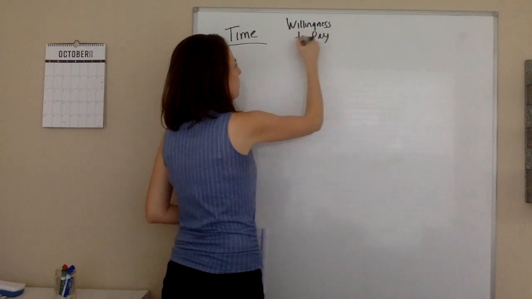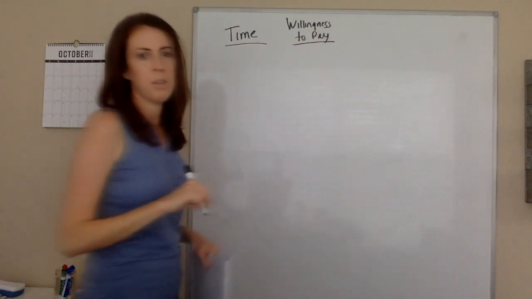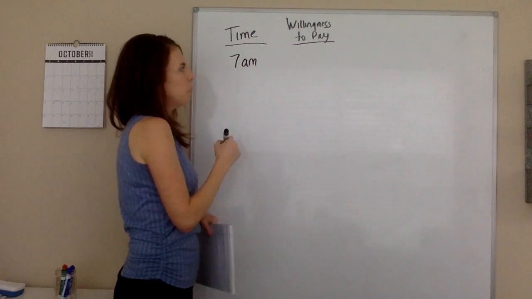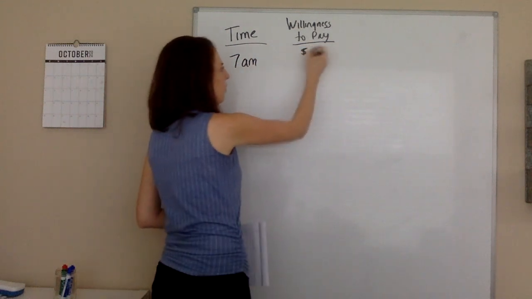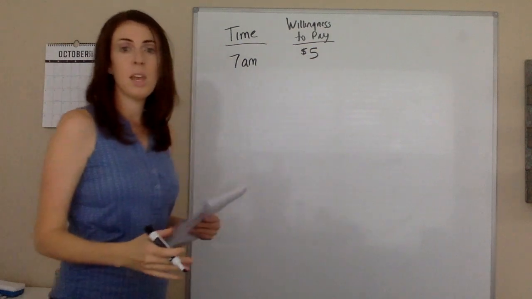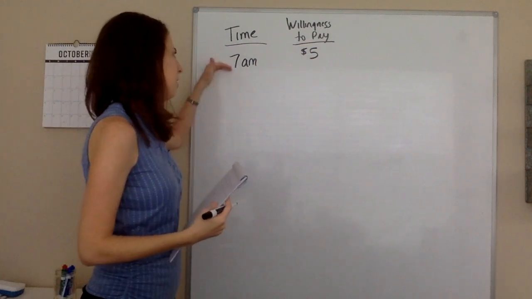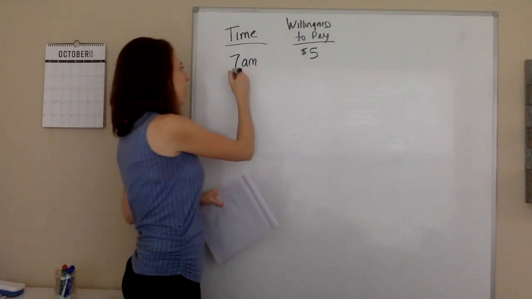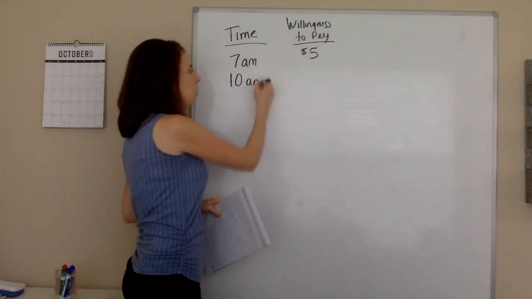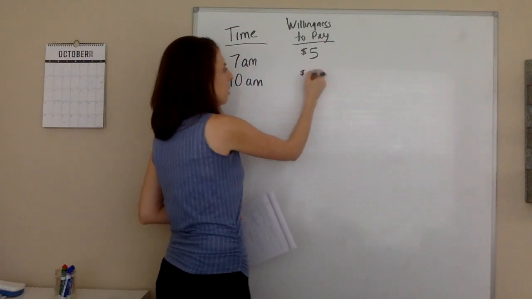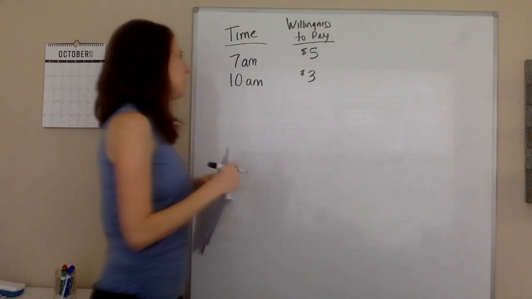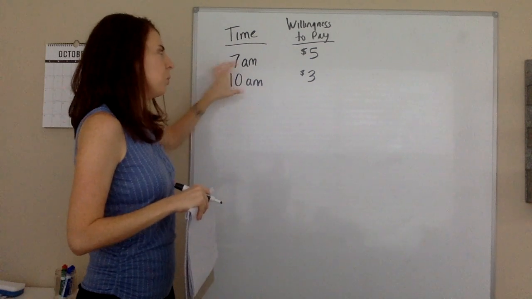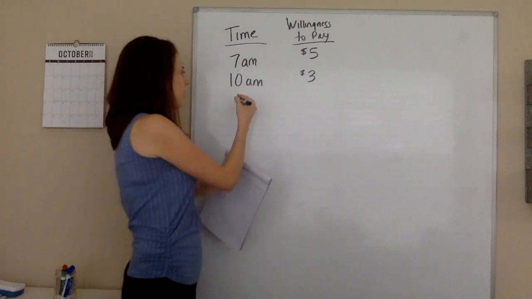Okay, this particular person definitely needed coffee in the morning. So at 7 a.m., they were willing to pay up to $5 for a cup of coffee. Like if it was less than that, great, but they were willing to spend up to $5 to get their caffeine. Kind of mid-morning, they needed another boost. So at 10 a.m., they were willing to pay up to $3 for a cup of coffee. At 10 a.m., it wasn't as necessary that they had the caffeine as it was at 7 a.m., so their willingness to pay is a little bit lower.